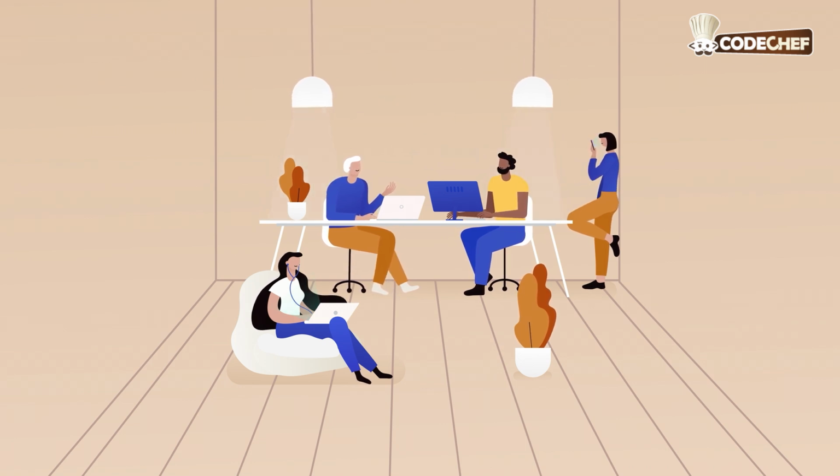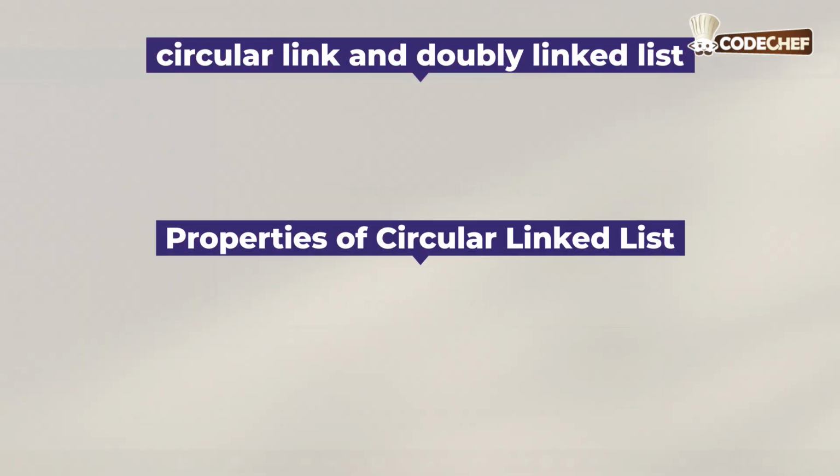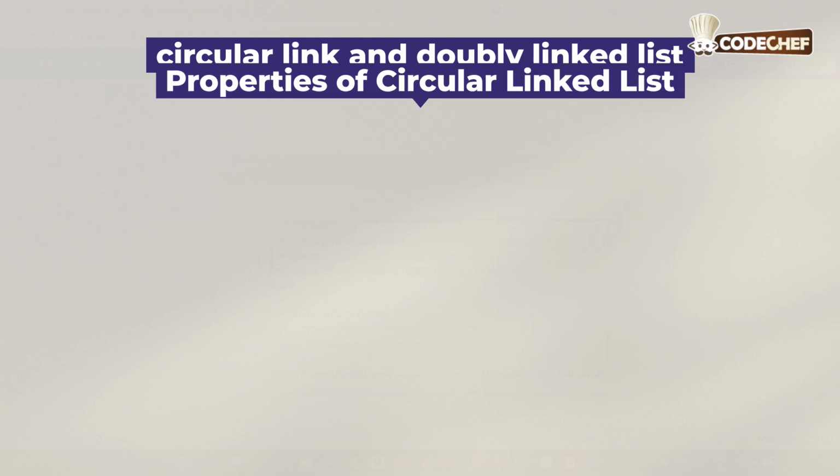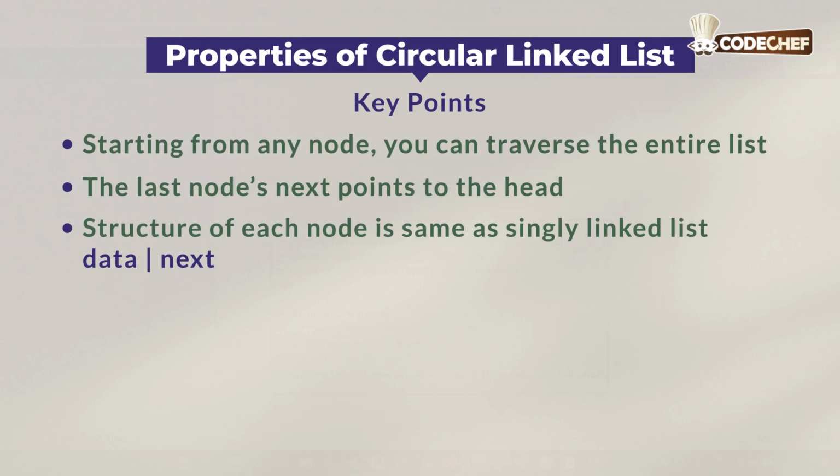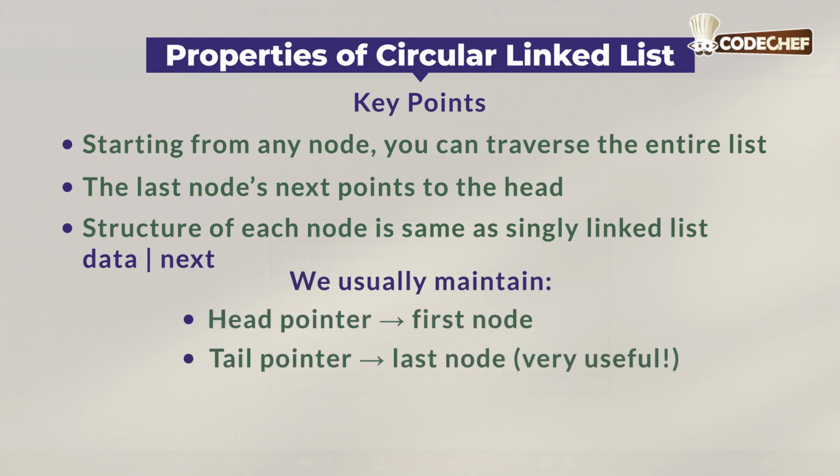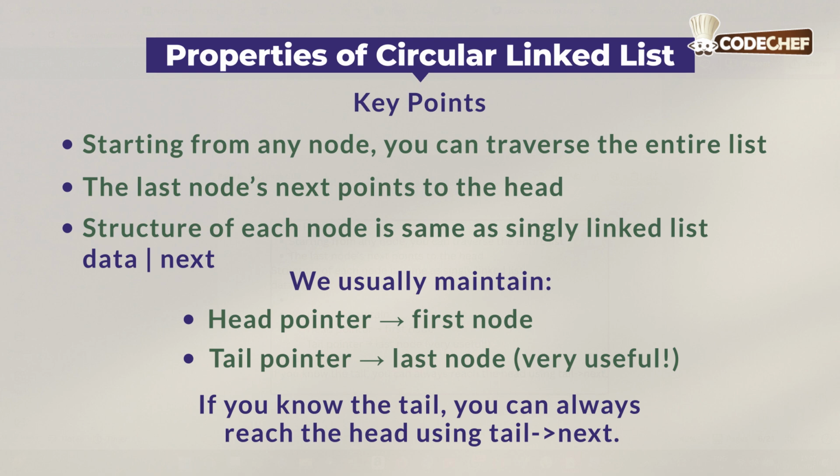Now let's quickly understand what makes circular linked lists special. The key points to remember are: starting from any node, you can traverse the entire list. The last node's next points to the head. The structure of each node is the same as a singly linked list: data and next. We usually maintain a head pointer, which is the first node, and a tail pointer, which is the last node. If you know the tail, you can always reach the head using tail's next.